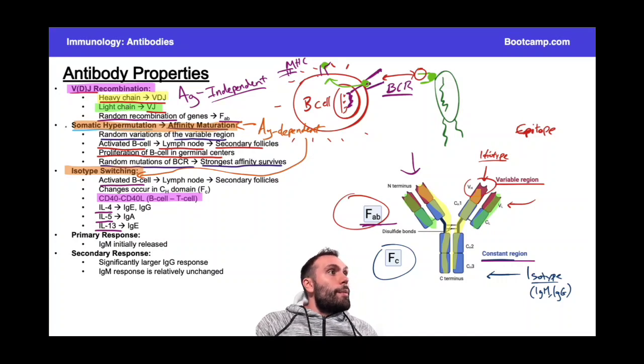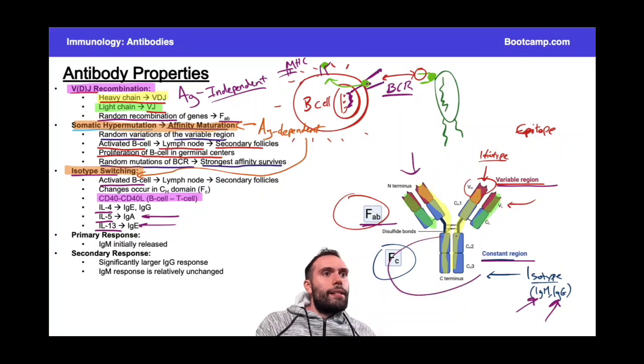Now, the big difference between these two is that somatic hypermutation, affinity maturation, we already said it's taking place at the variable region. We're slightly changing this idiotype so that it gets the strongest binding to our antigen. Whereas with isotype switching, we're changing the constant region. So if I change the constant region, what can I change? I can change it from IgM to IgG to IgA to IgE by using these cytokines. So that makes sense that we'd be changing the constant region in isotype switching.